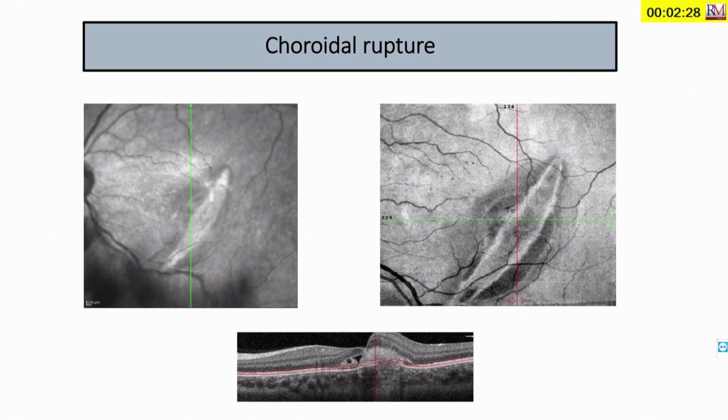En-face FAST imaging can also be valuable in diagnosis and follow-up of post-traumatic cases. Here, for example, a patient with trauma and choroidal rupture and subretinal hemorrhage. We can delineate here the extent of choroidal rupture very clearly on FAST imaging.